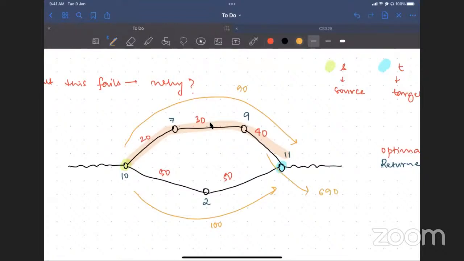690. Yeah. Basically, you go 10 into 20, then you exhaust the fuel, and we refuel at 7. 7 into 70, that's 490, plus 200, that's 690. You don't refuel at 9; you refuel at 7. Yeah, 70 into 7 is 490, plus 200, 690. Perfect.